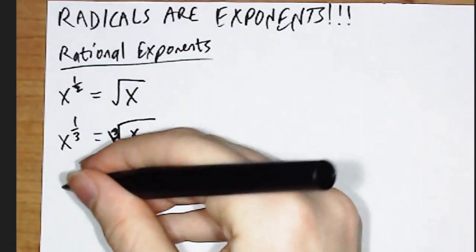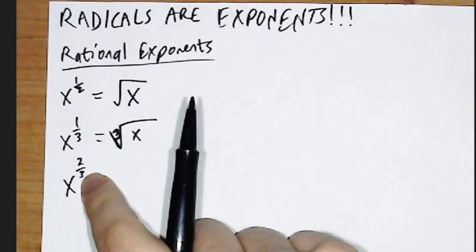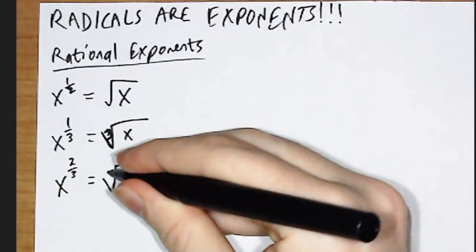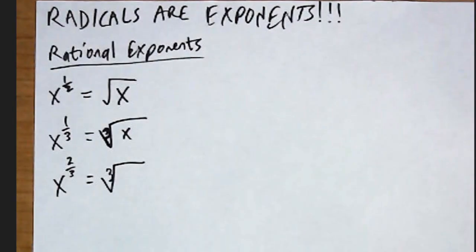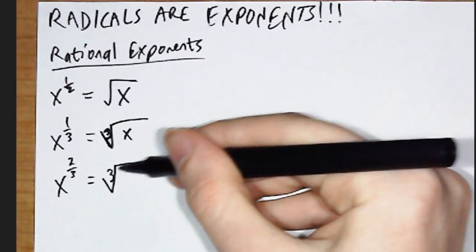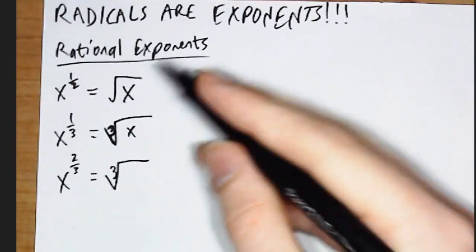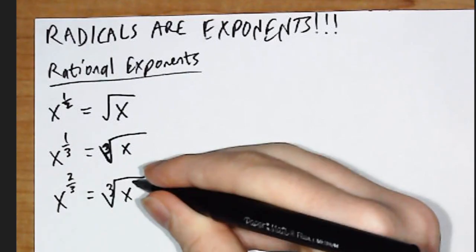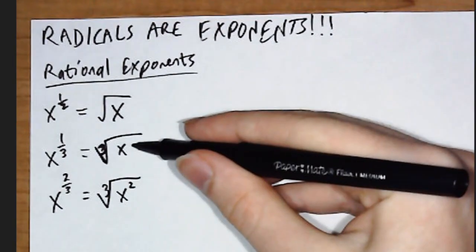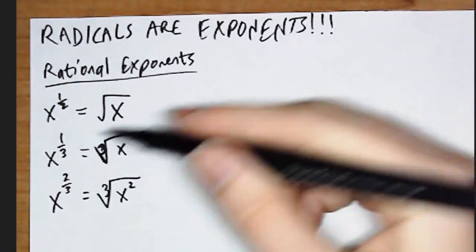All right, the next one is x to the 2/3. Now, the denominator of the rational exponent determines what the index of the radical is. So in this case, we have a cube root because the denominator of the fraction is 3. Now this 2 in the numerator determines the exponent on what's underneath. So instead of it just being the cube root of x, we have the cube root of x squared, because it's x to the 2/3 instead of x to the 1/3.